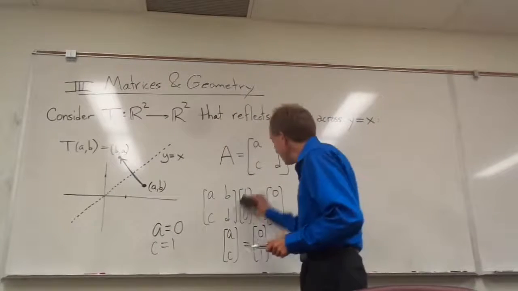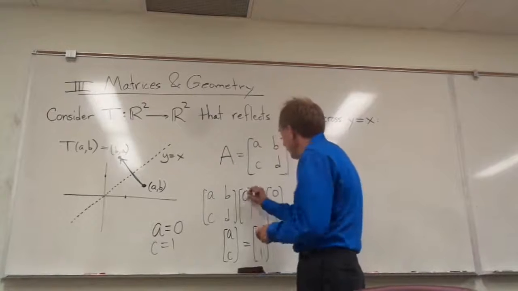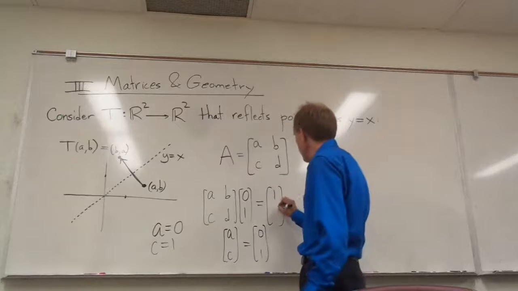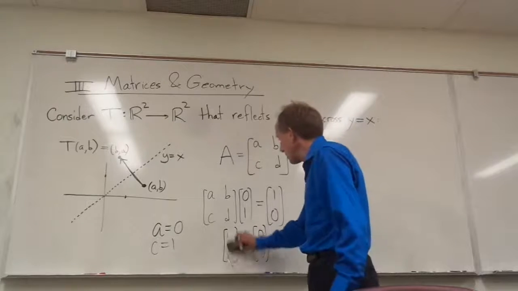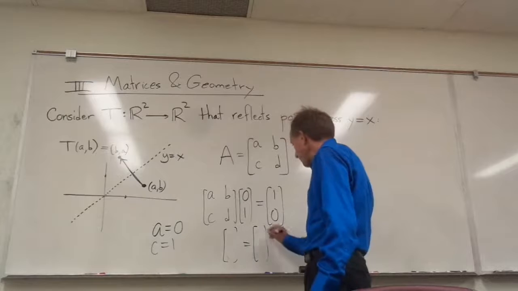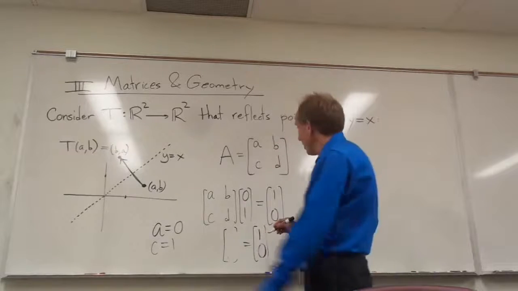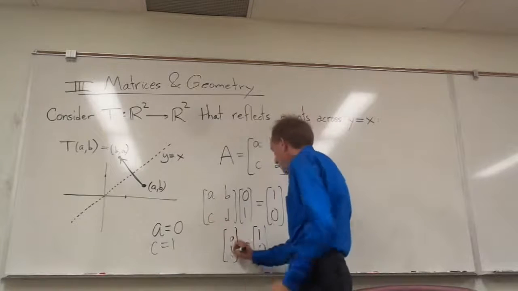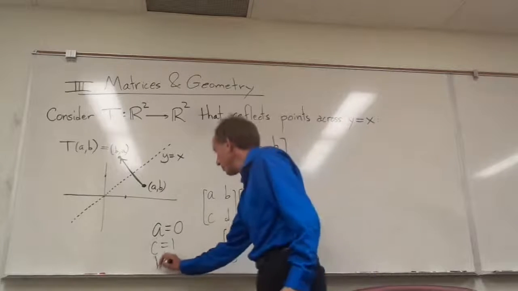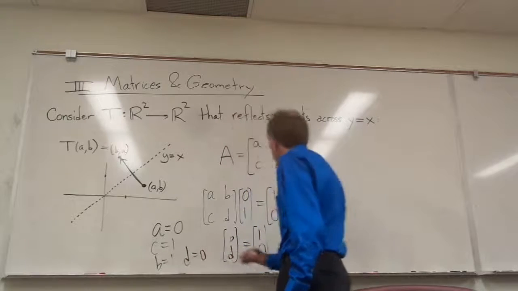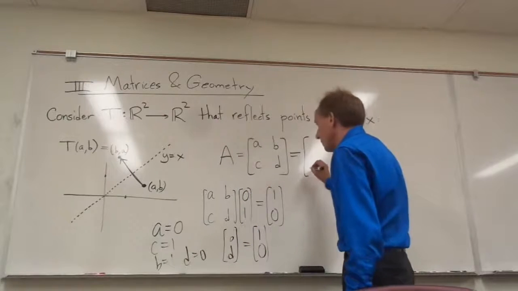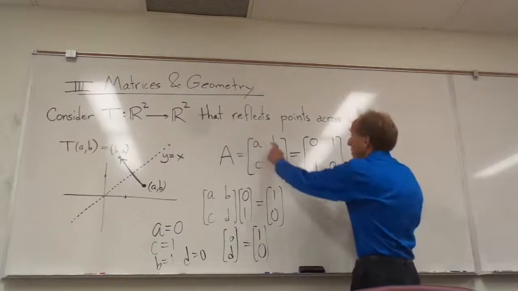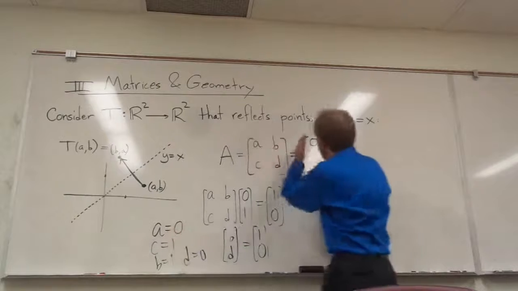Similarly, if I started with (0, 1), then after I reflect that across the line y equals x, I should get (1, 0). When I do this calculation, I have (1, 0) on the right. On the left side, I have 0 plus b, which is b, and 0 plus d, which is d. So b has to equal 1, and d has to equal 0. Great, so my matrix is the matrix 0, 1, 1, 0, if I just put the numbers that I found into this matrix.